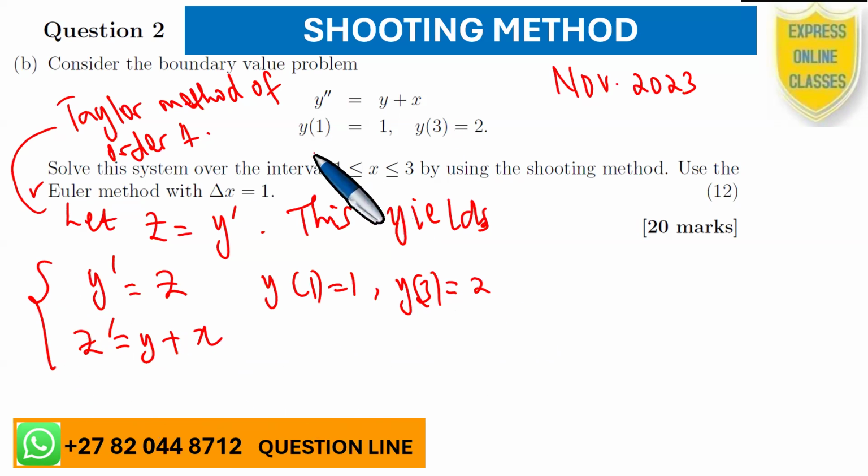What have we done? We were given a system, solve this system. This is regarded as a system of equations. And then we have converted the second order system to a first order system with the first derivatives. So good. At this point, because we introduced a new variable, we know Y at 1, we know Y at 3, but we need to solve this system over the interval from 1 to 3. So the immediate question is, what will Z at 1 be? That is what we ask ourselves.